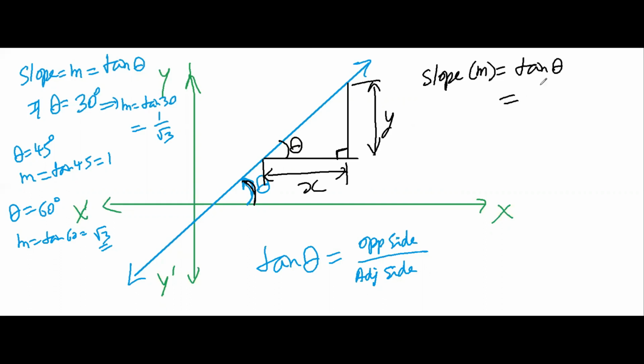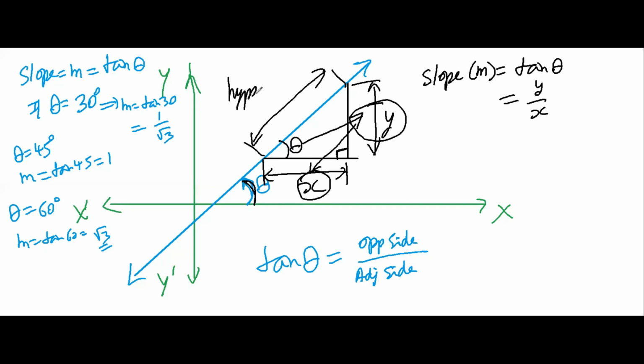Then I can say y by x also. Why? Because the side opposite to this angle is y. This is my y. And what is the adjacent side? Adjacent side is this x. And what is this side called? This side is called the hypotenuse. This we are not using in slope. We are only finding the gradient, meaning change in y upon change in x.